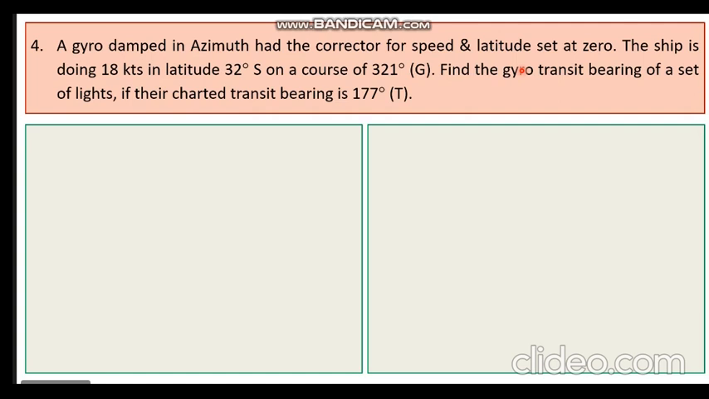So this is the meaning of these speed and latitude correctors. So let's try to now see the solution of this question. The first thing which is given to us is that the gyro is damped in azimuth. Now we know for the compasses which are damped in azimuth, there is no damping error. So that's why there is no damping error in this gyro compass. Damping error is only present in compasses which are damped in tilt.